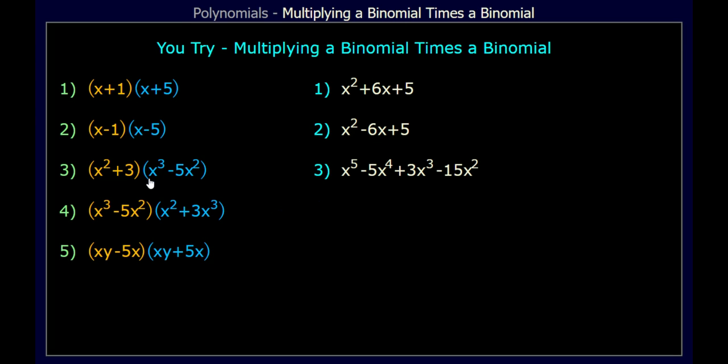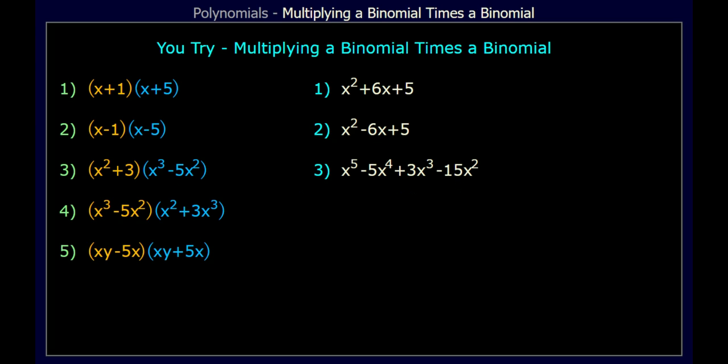Now, this one's interesting. There's no like terms if you actually tried to work that out. So I have x squared times x cubed. 2 plus 3 is 5. I didn't get any more x to the 5th. And then I said x squared times minus 5x squared. So that was minus 5, and 2 plus 2 is minus x to the 4th. All right, and that was the first part of the distribution. Now I'm going to work the 3 times x cubed was 3x cubed. And then the last one was 3 times minus 5 is minus 15x squared.